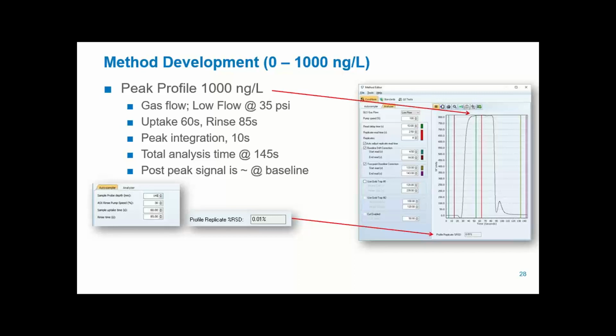So here's a typical non-gold peak profile. This is 1,000 ppt. Here are the parameters on the left. And you can get this nice plateau. We're measuring our peak at the maximum peak height, so we're taking our integrations. And you can see the profile replicate is basically 0.1%. And we can do that in about 2.5 minutes.